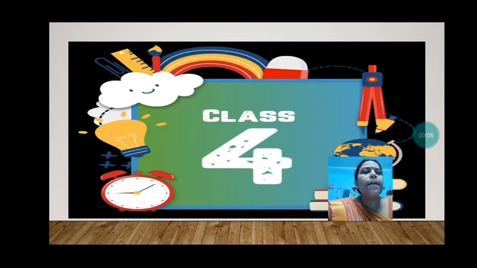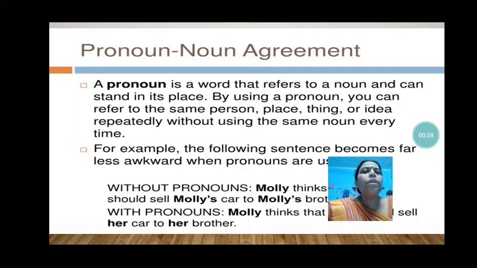So, today, children, in grammar, we are going to do chapter 6, parts of speech. We know that there are eight main parts of speech. That is nouns, pronouns, adjective, verb, adverb, preposition, conjunction, and interjection. Today we are going to read about the pronoun. We will read what is a pronoun.